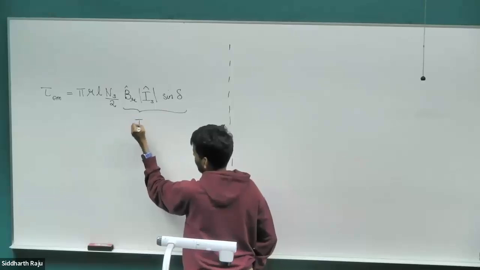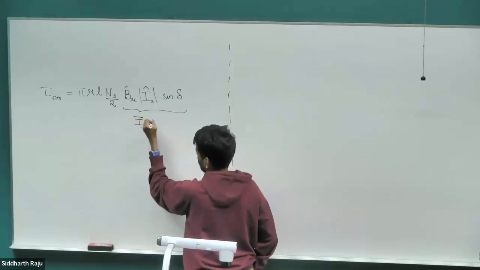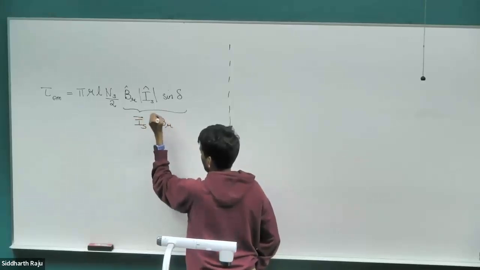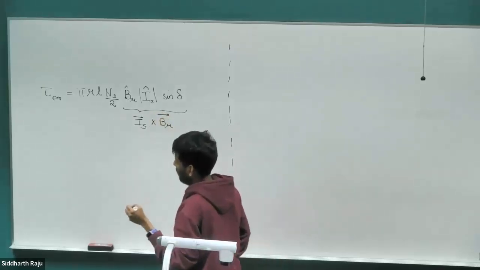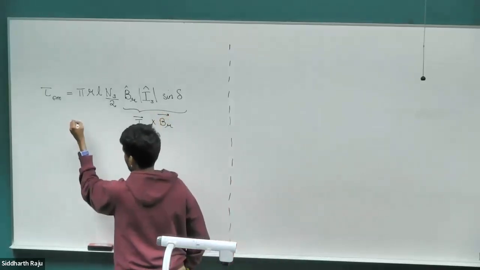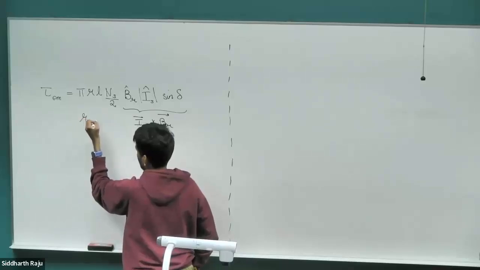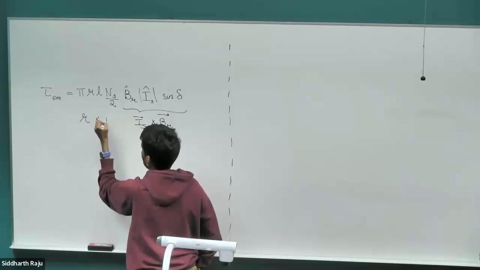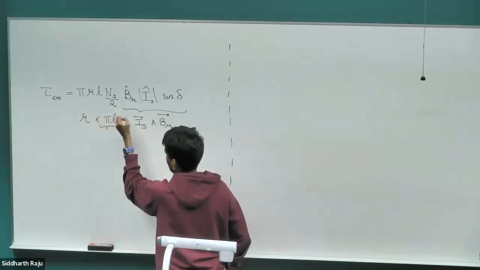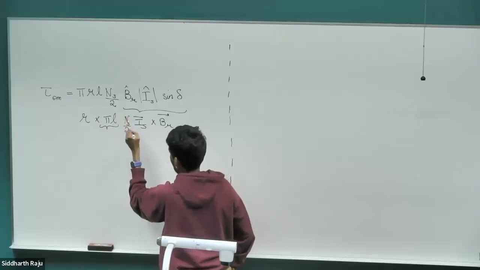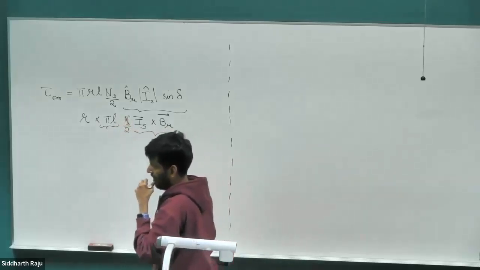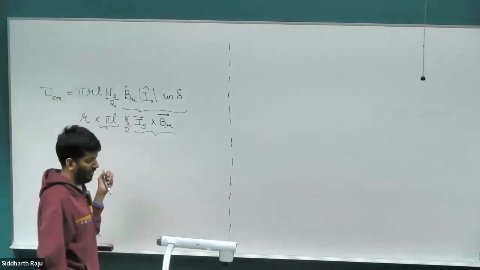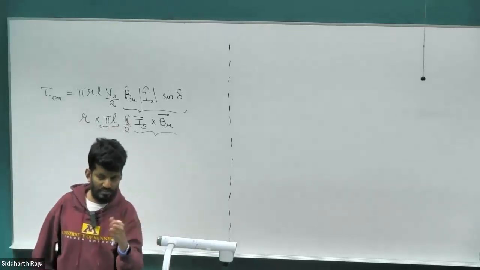stator current space vector cross product with the rotor magnetic field space vector, and very reminiscent of what we have with our Lorentz force equation, R cross F, and F itself was L times I cross B. And this is pi times L, some equivalent length, and then Ns by 2 is the number of conductors that we have. Very similar to the Lorentz force equation, with some scaling factor, the pi term, because the distribution is sinusoidally distributed.